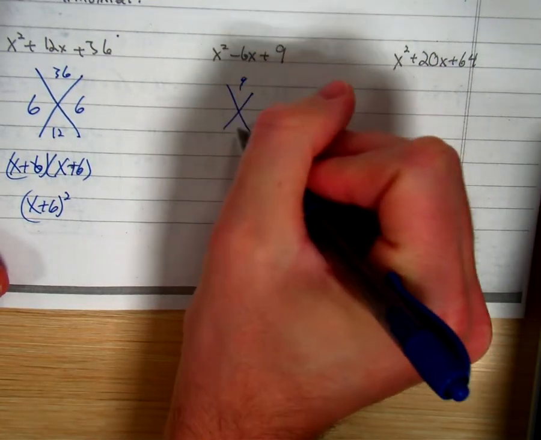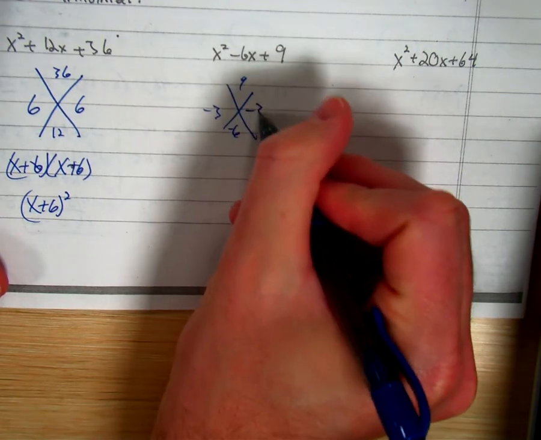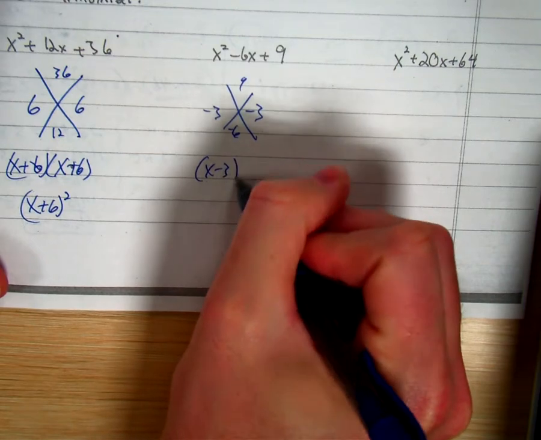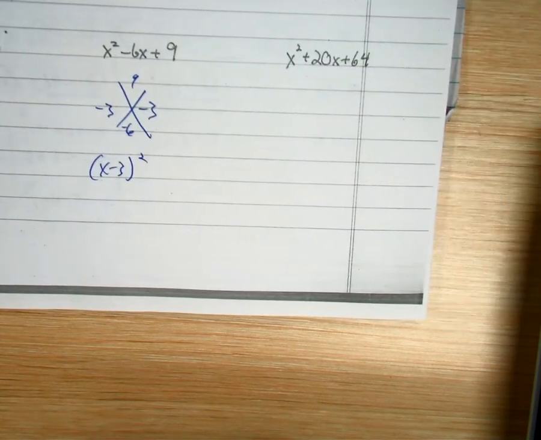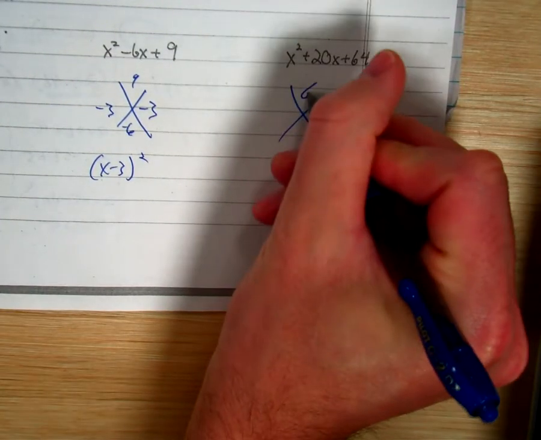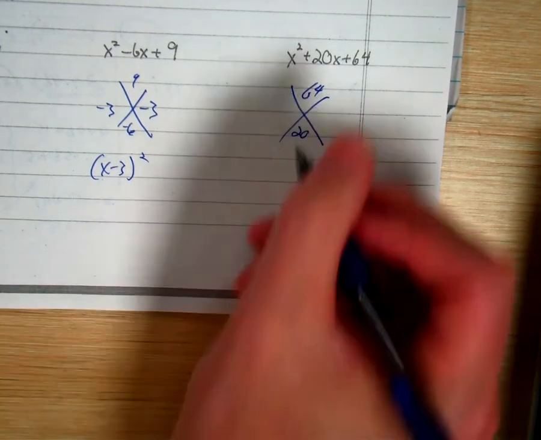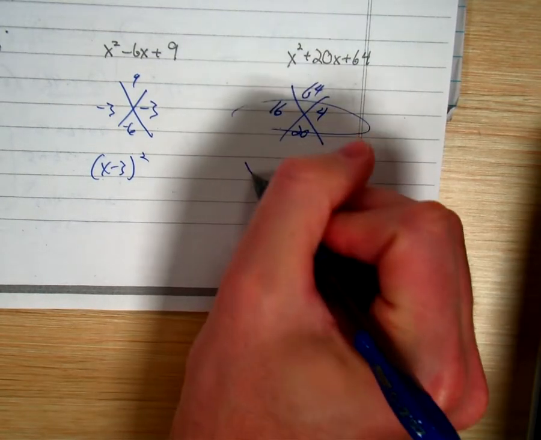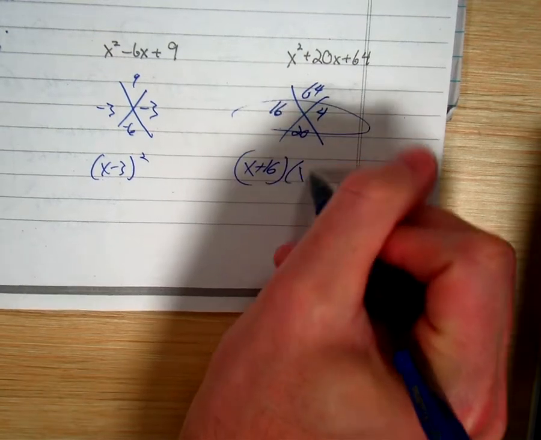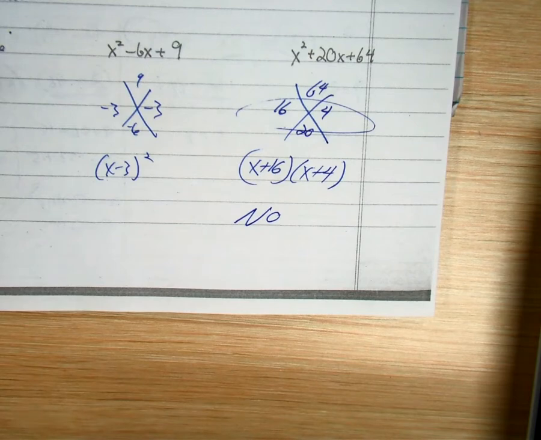Okay, what's going to multiply to 9 and add to negative 6? Negative 3 and negative 3, so yes, this would be a perfect one. It comes from x minus 3 squared. What multiplies to 64 and adds to 20? 16 and a 4, so those are different. This is not a perfect square trinomial.